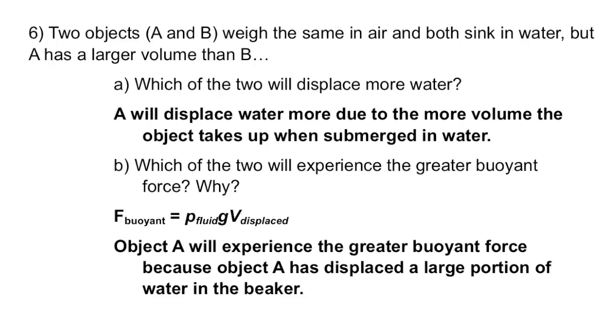6. 2 objects, A and B, weigh the same in air and both sink in water, but A has a larger volume than B. A. Which of the following 2 will displace more water? A will displace more water due to the more volume the object takes up when submerged in water. And B. Which of the 2 will experience the greater buoyant force? Why? Object A will experience a greater buoyant force because Object A has displaced a larger portion of water in the beaker, as displayed by the equation for buoyant force.